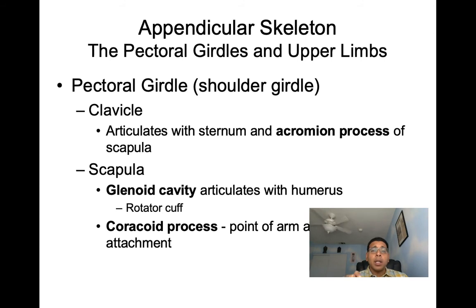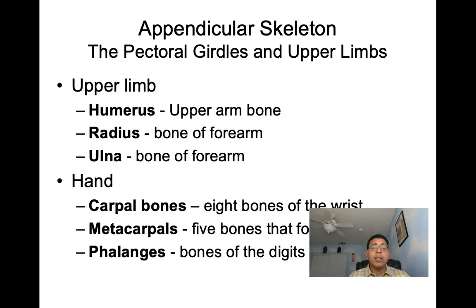This joint allows the arm to move in any direction, but it has reduced stability and is easily dislocated. The upper limb consists of the humerus in the arm and the radius and the ulna in the forearm. The shaft of the humerus has a tuberosity, a protuberance, and this is where the deltoid muscle of the shoulder attaches.